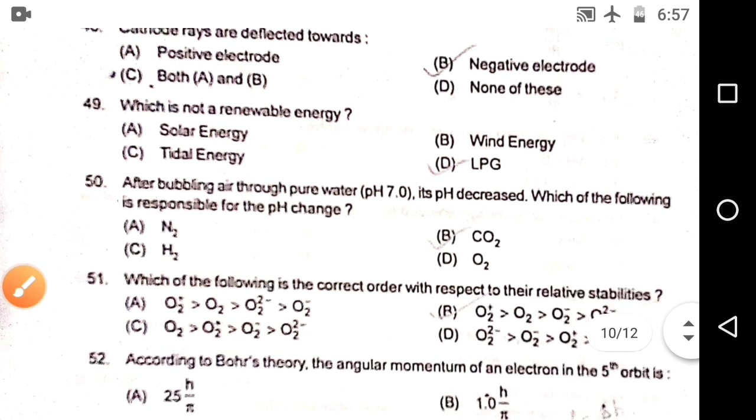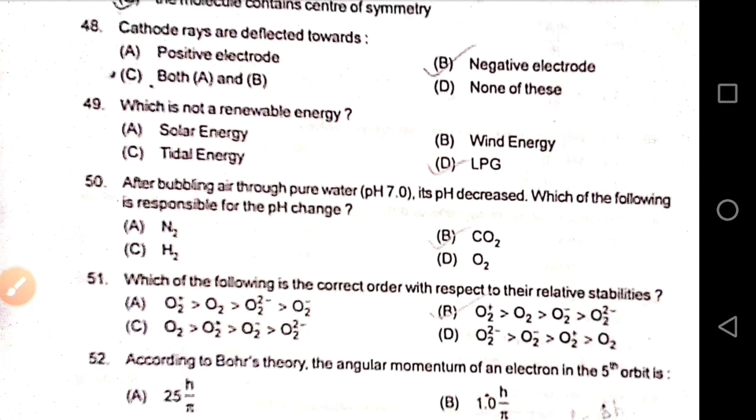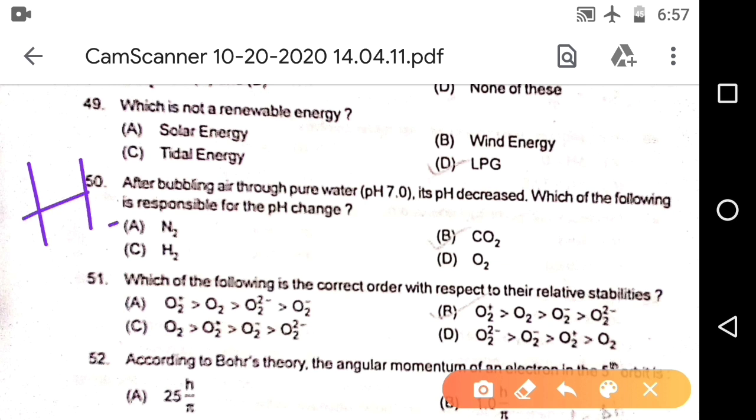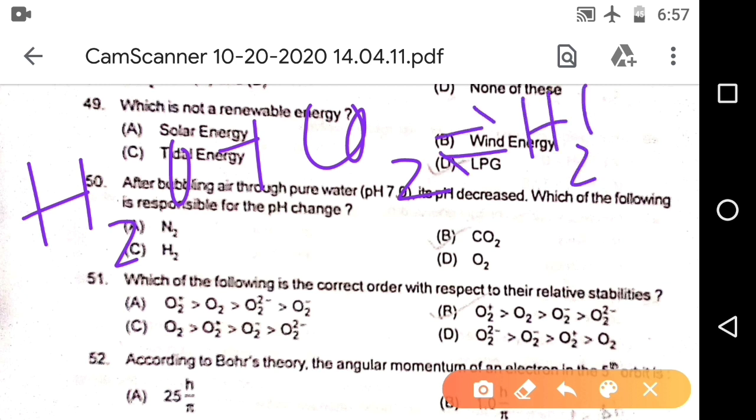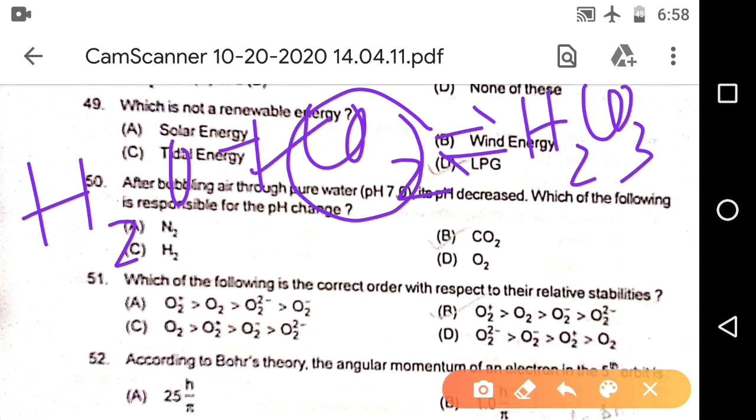Okay, the next question is 50. After bubbling air through pure water, pH 7.0, its pH decreased. Which of the following is responsible for the pH change? This is a very good question. The pH value of water could drop due to a reversible reaction between water and carbon dioxide, which leads to the formation of carbonic acid, that is H2CO3. Okay, so carbon dioxide is responsible for the change in pH. So the correct answer for question number 50 is B.